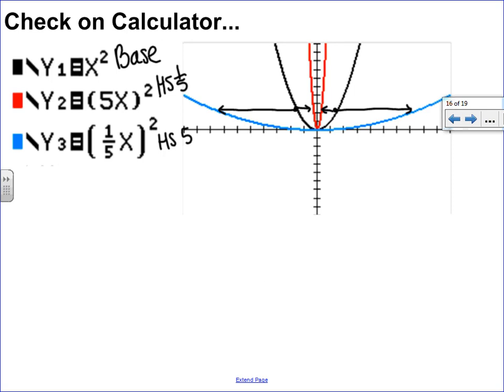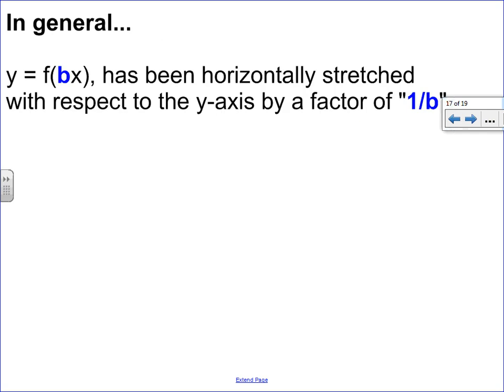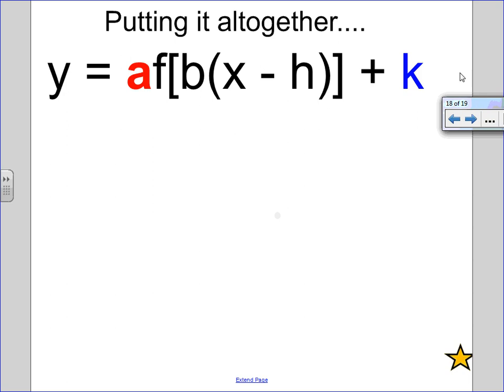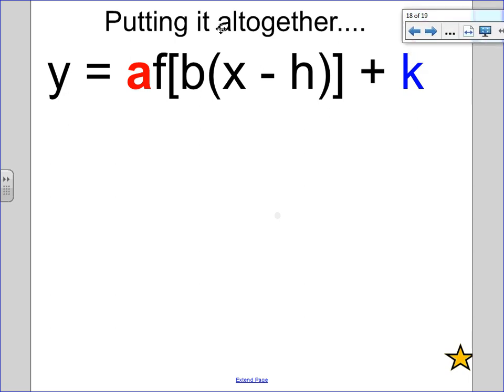So what that means is it is a reciprocal relationship. In general, if I have y equals f of bx, it has been horizontally stretched with respect to the y-axis by a factor of 1/b. Hopefully that helps explain why everything is kind of opposite of what you would think horizontally. I just want to end by comparing them one last time, putting it all together.